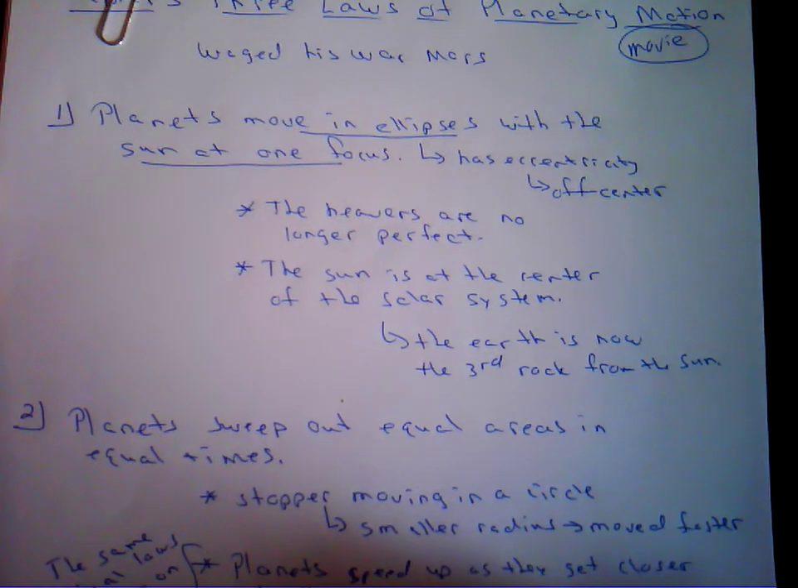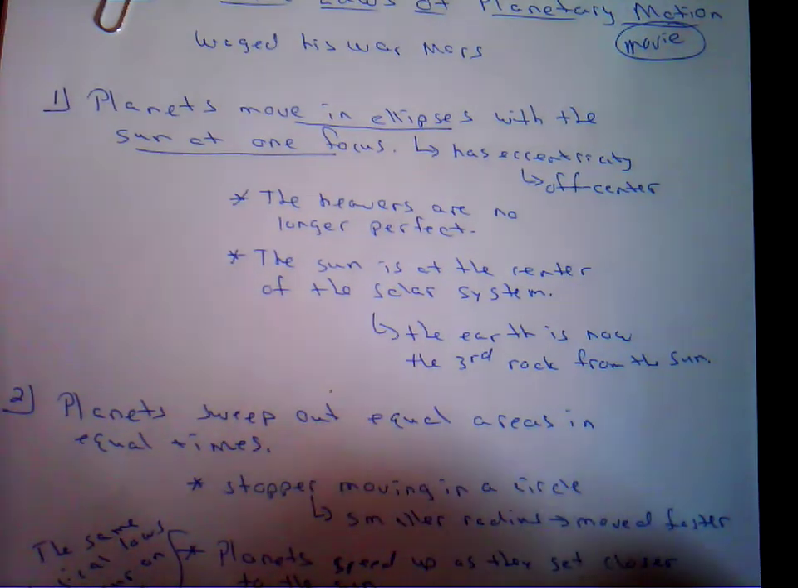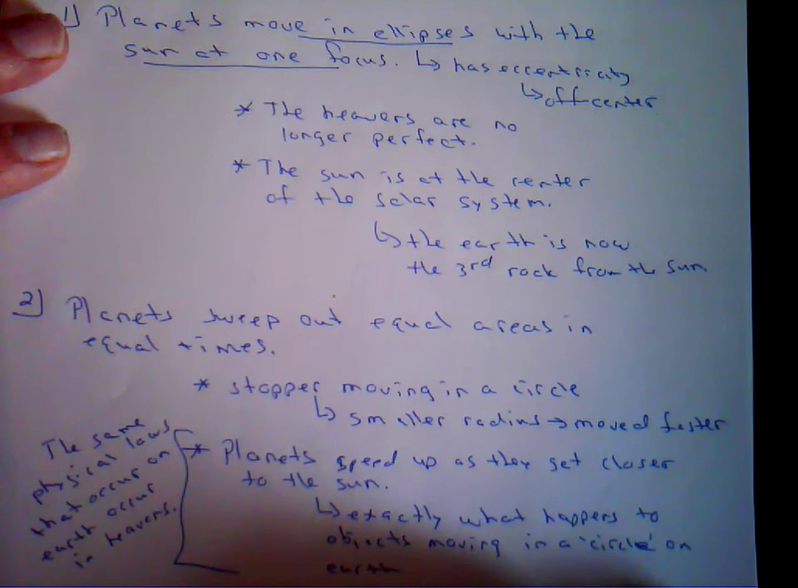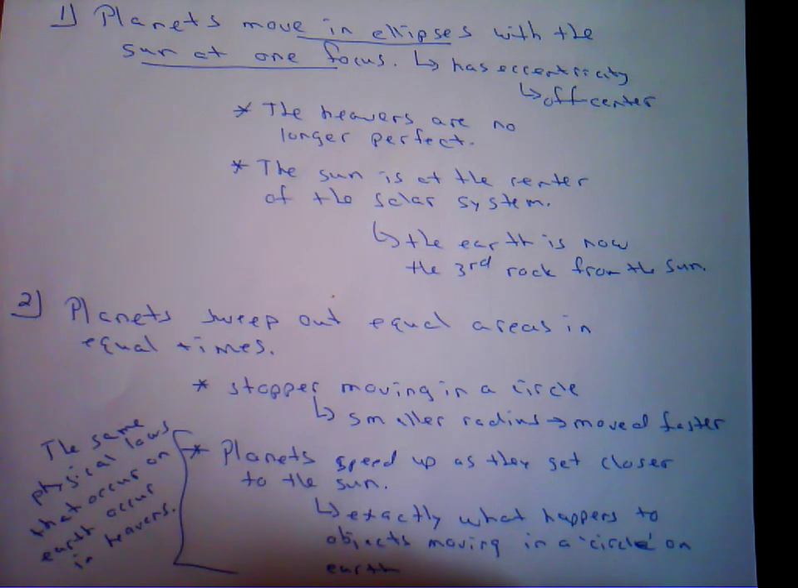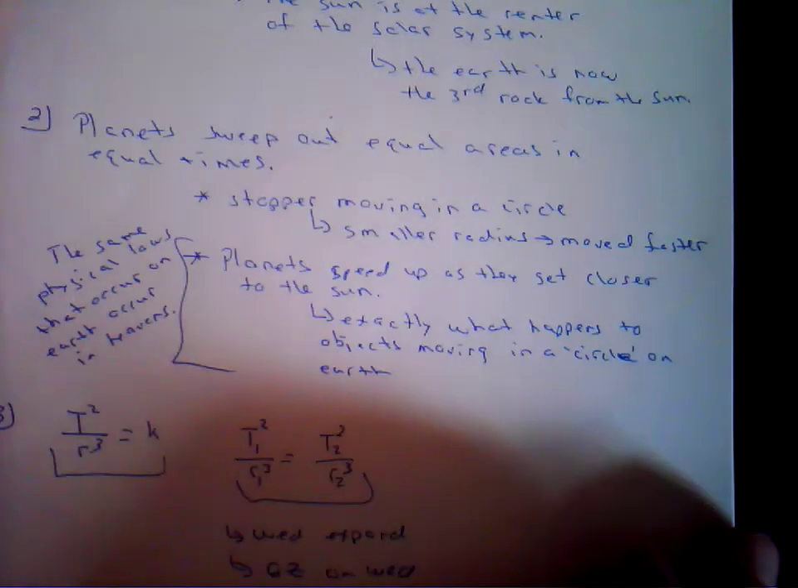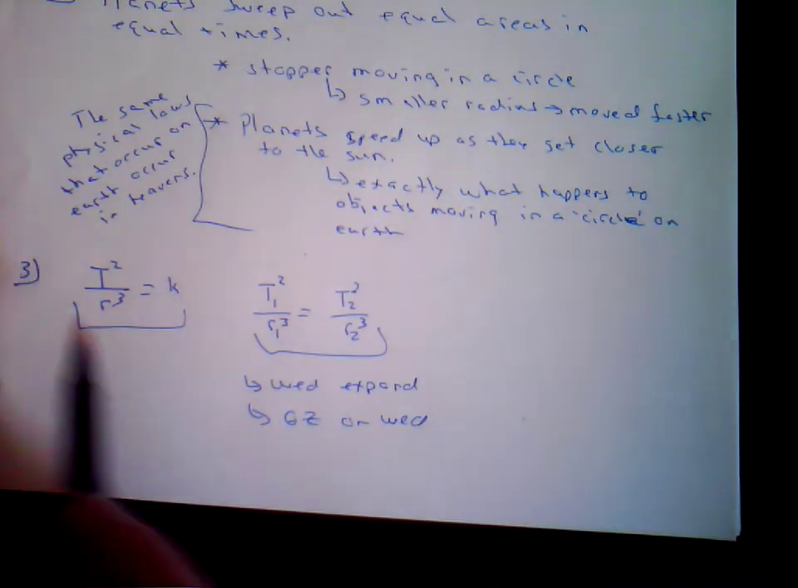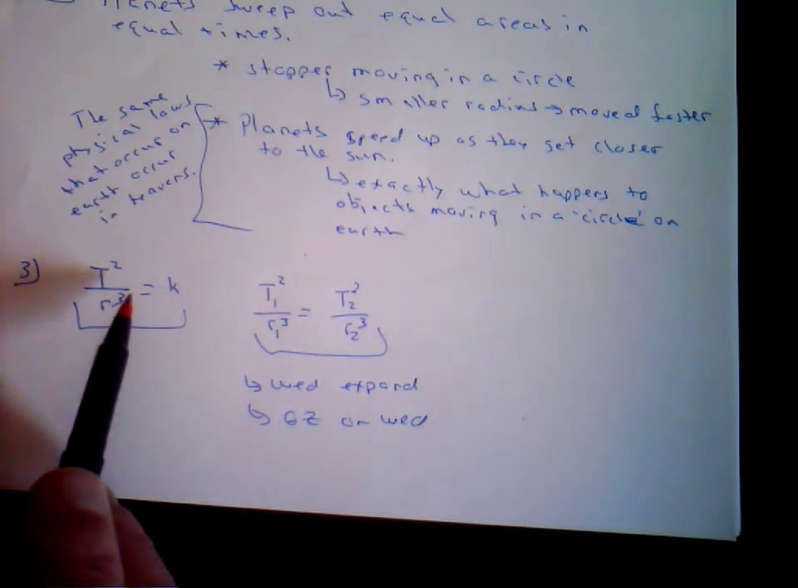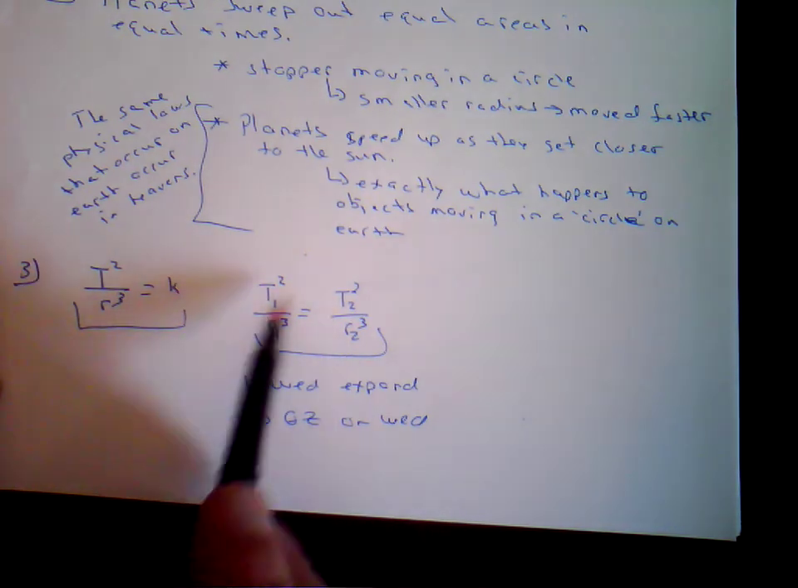Yesterday you watched an instructional video on Kepler's three laws. The first law: planets move in ellipses with the sun at one focus. It has several implications. The second law: planets move through equal areas in equal times. And the third law is a mathematical equation. This is Kepler's third law, and this is also a form of Kepler's third law.